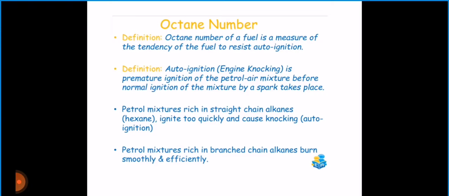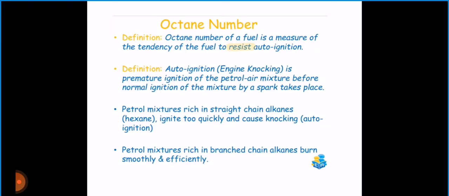Let's begin by looking at octane number, and we'll start with a definition. Octane number is the measure of the tendency of a fuel to resist autoignition. This definition comes up quite often, and it needs to be known word for word. In that definition we meet autoignition, so it's important to define that as well.